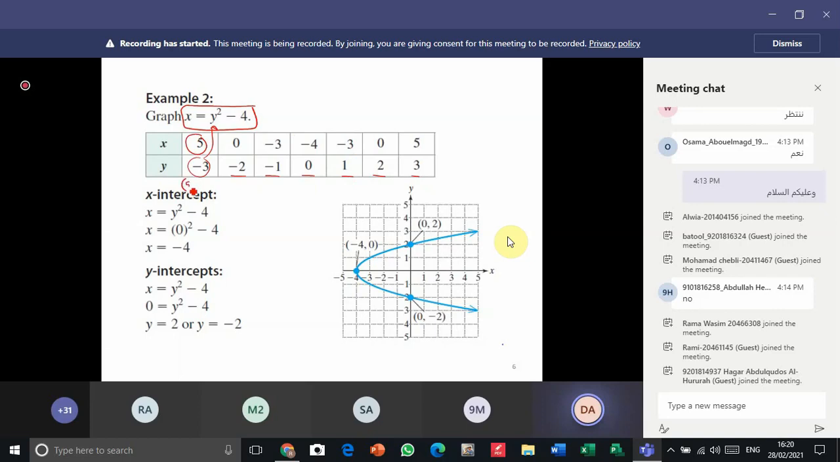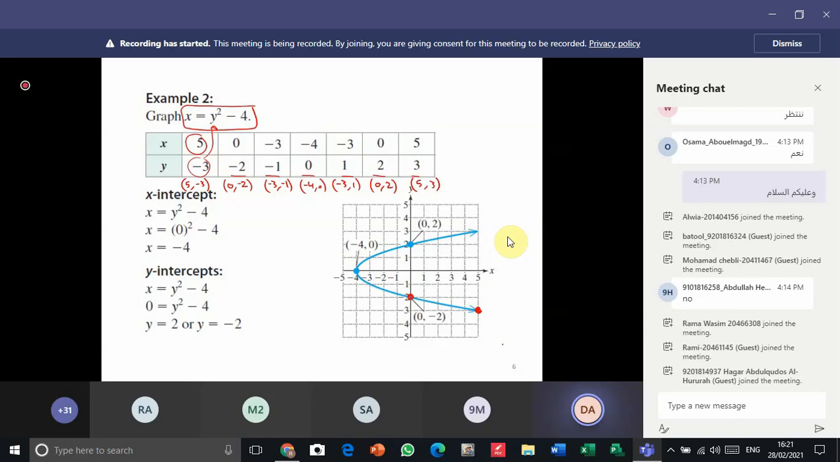So we have many points here. The first point, x and y, is 5, negative 3. The second point is 0, negative 2, then negative 3, negative 1, then negative 4, 0, then negative 3, 1, then 0, 2, and 5, 3. All of these points we can determine in the xy plane. For example, 5, negative 3: 5 is the value of x and negative 3 is y, this is the first point. The second point, 0, negative 2.